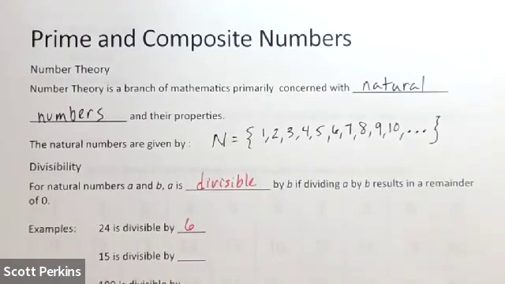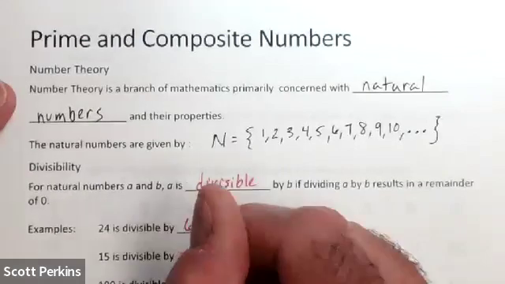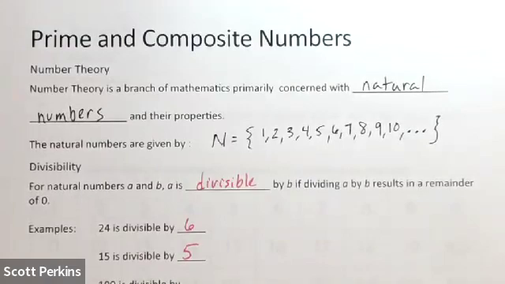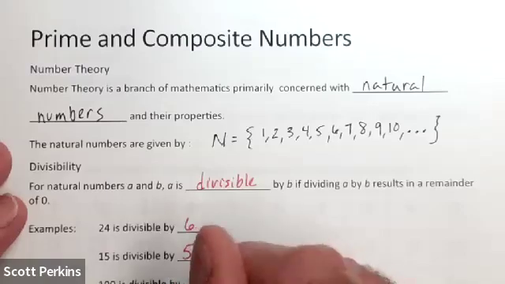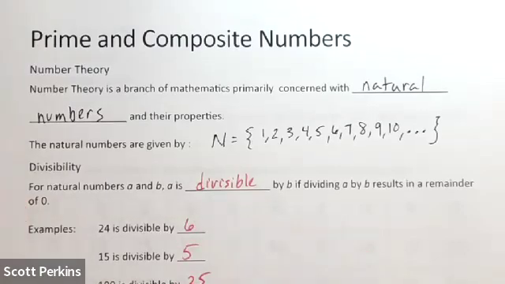15, well, what's a number that 15 is divisible by? I'm going to write down 5. Now, there are other options for these blanks. I'm just picking a particular example. 100 is divisible by 25. So in each case, I have said that 24 is divisible by 6 because dividing 24 by 6 gives a remainder of 0. Same thing for 15 and 5. Same thing for 100 and 25.